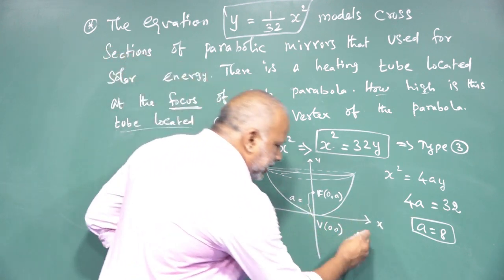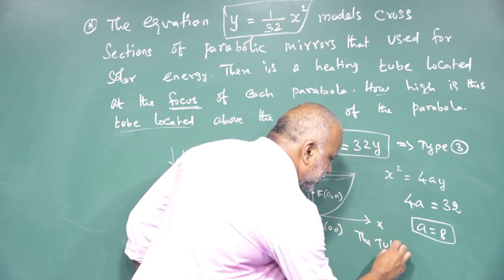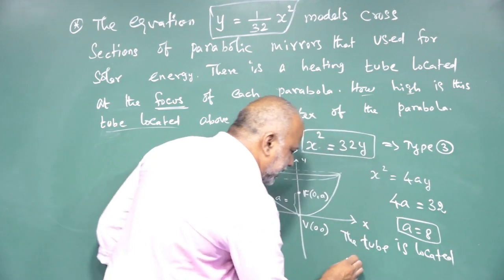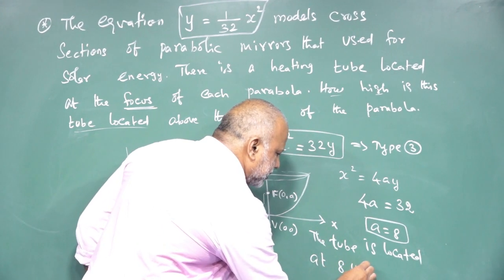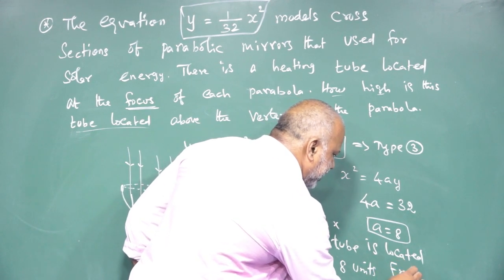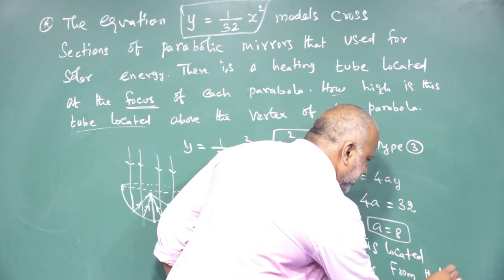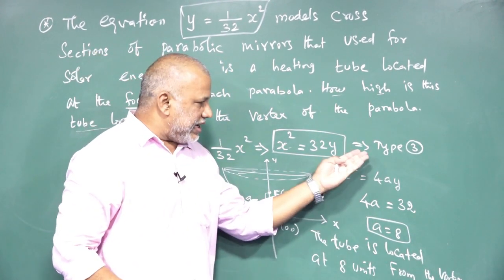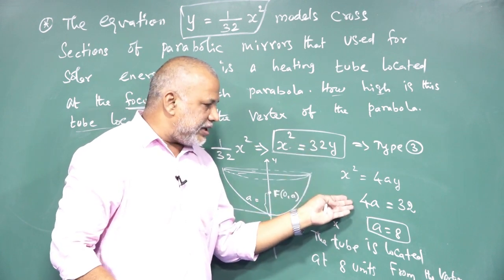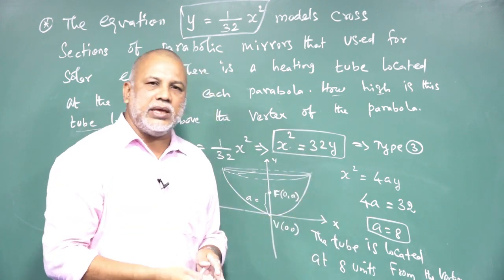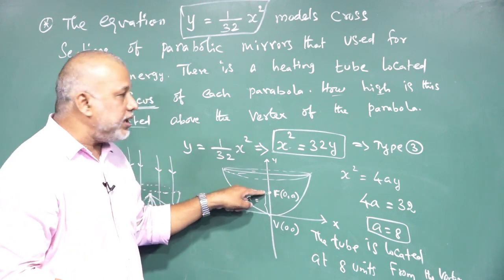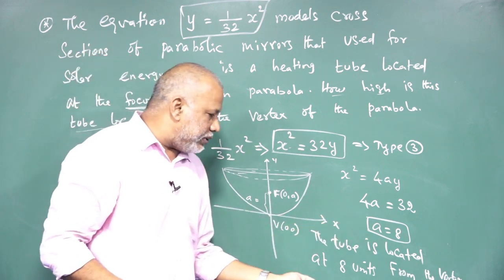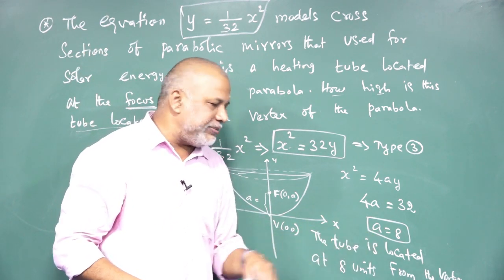That is your conclusion. The tube is located at 8 units from the vertex. So that's all. We need a. We are able to calculate it by comparing the given parabola with type number 3. So we can calculate a equal to 8. Therefore, here must be the heating tube placed from the vertex. Therefore, the tube is located at 8 units from the vertex.